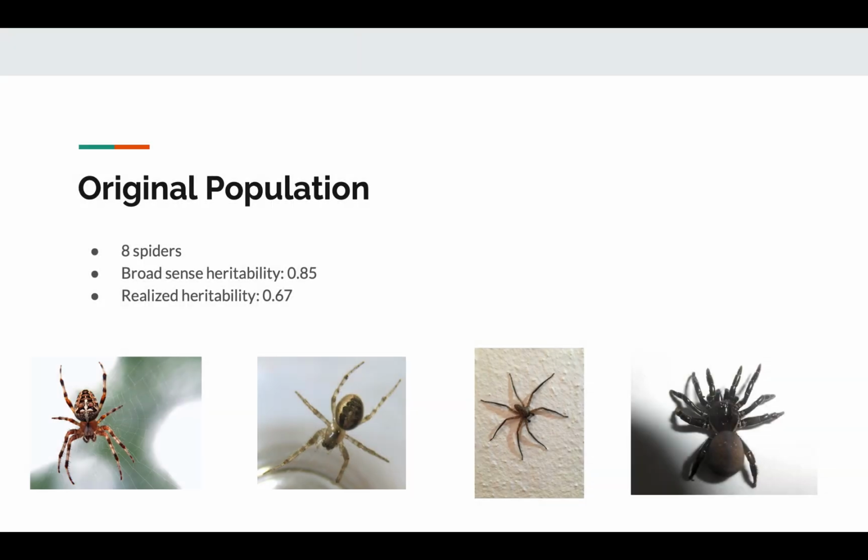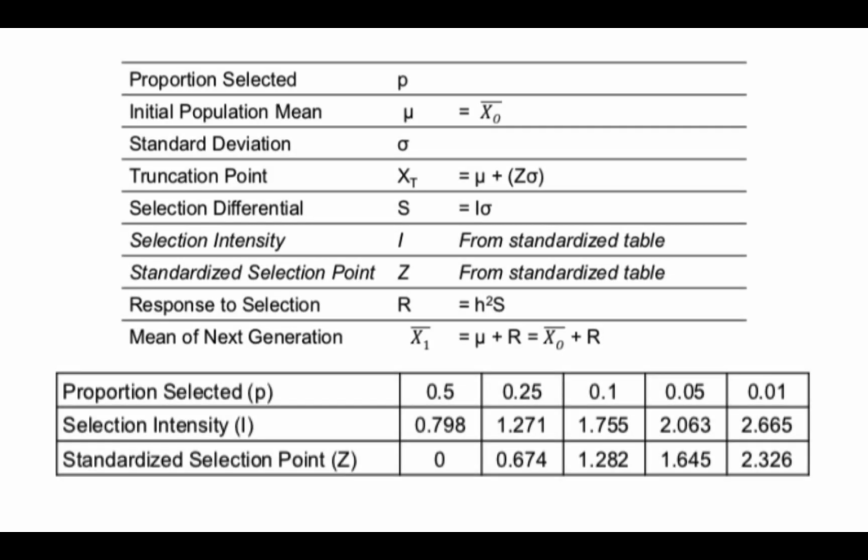Our original population is a data pool of 8 spiders, a broad sense heritability of 0.85, and a realized heritability of 0.67. This chart describes the variables and equations used to make calculations and predictions. The selection intensity and standardized selection point will be used in the calculations. These values are derived from the chart at the bottom, and since we are taking the top 10%, our proportion selected is 0.1, and we will use the corresponding values.